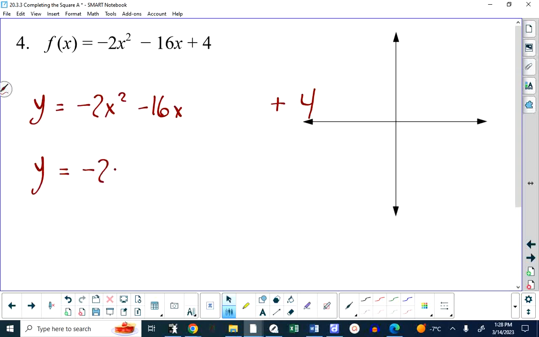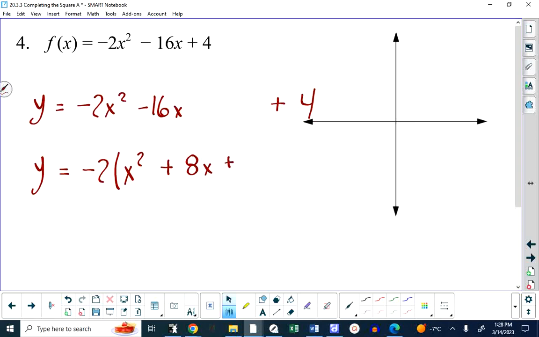I take out the negative 2. A common thing here is people go, well, shouldn't we take out negative 2x? You can, but then you don't have a quadratic left over to complete the square of. This becomes positive 8x. Negative 2 times positive 8 takes me back to the negative 16.